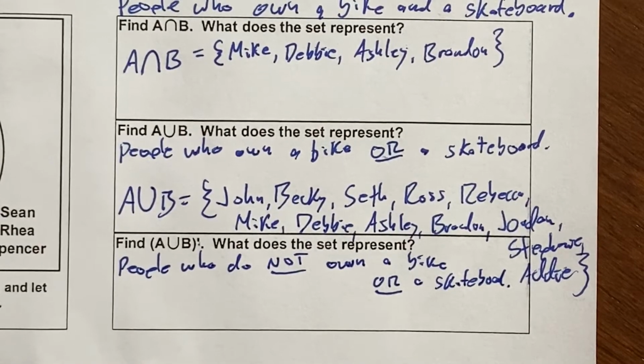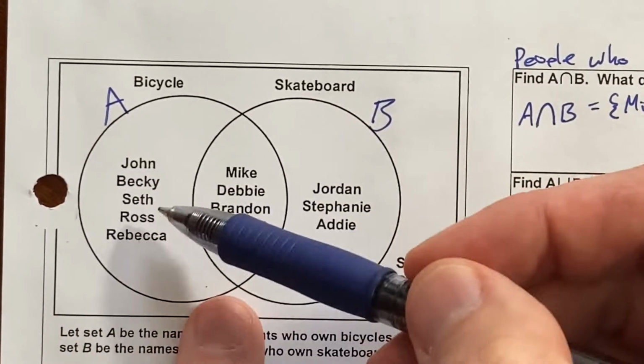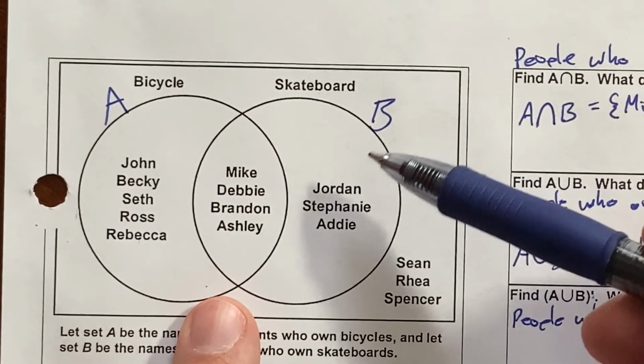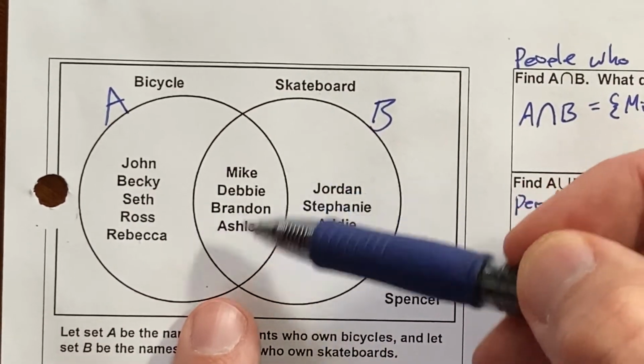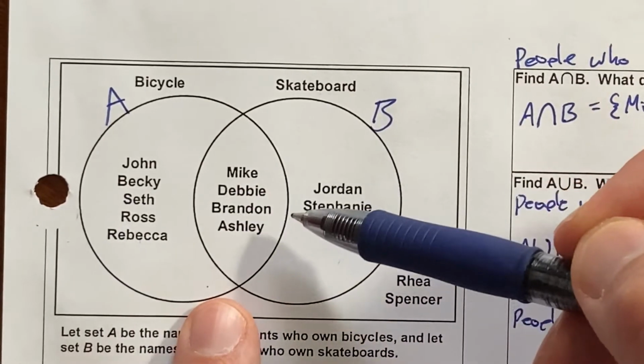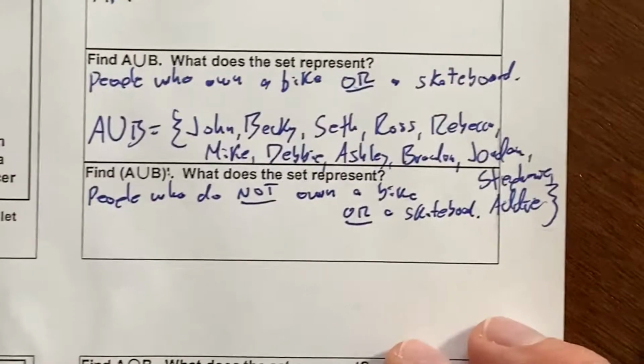So people who do own a bike or a skateboard, we said John, Becky, Seth, Ross, and Rebecca, they own a bike or a skateboard. Jordan, Stephanie, Addie, they own a bike or a skateboard. Mike, Debbie, Brandon, Ashley, they own a bike or a skateboard. The people who do not own a bike or a skateboard: Sean, Rhea, Spencer. Let's write that over here.